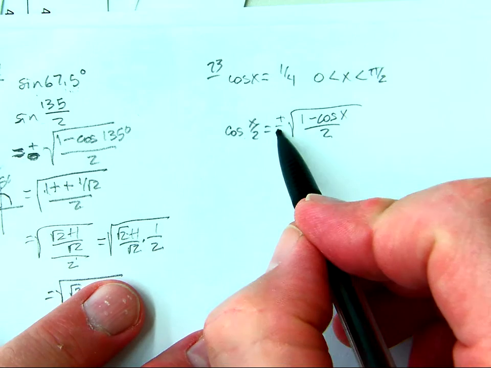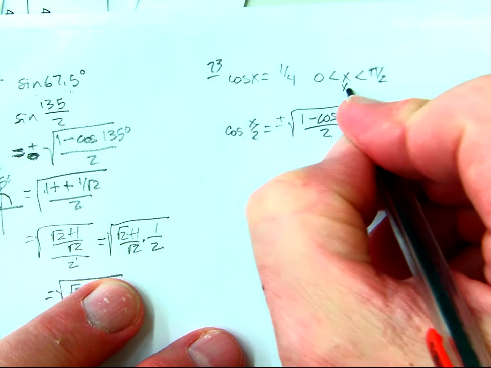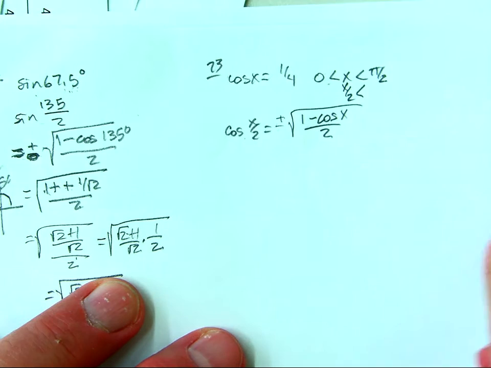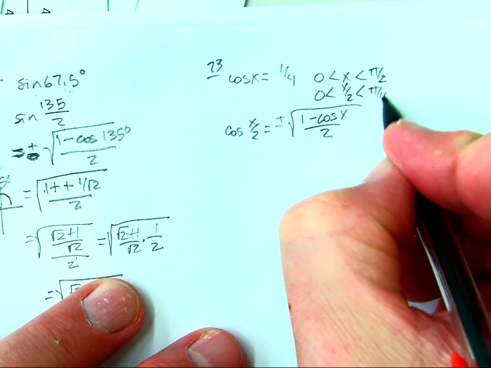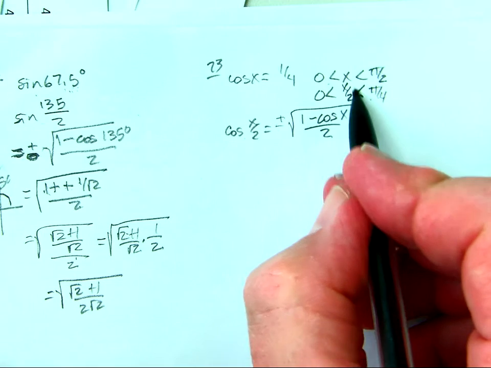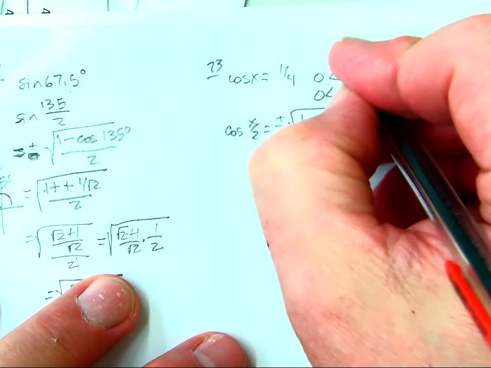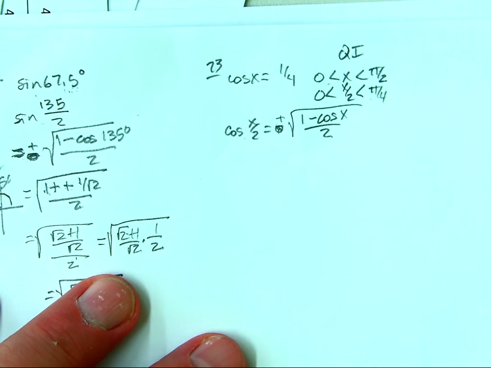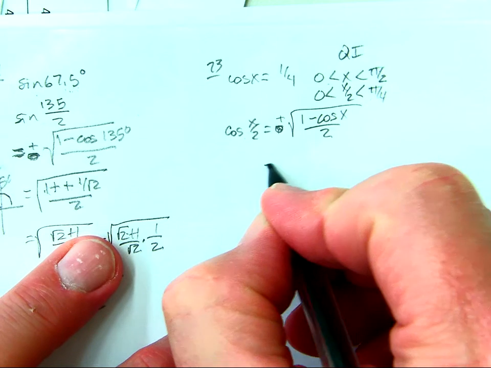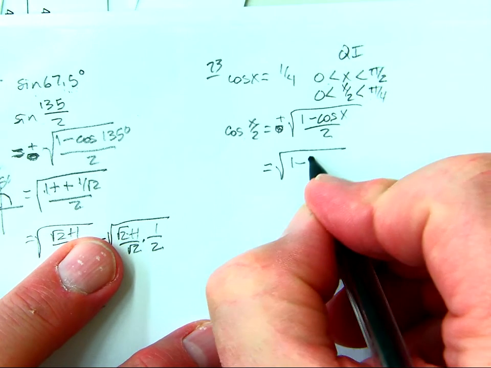Now, for the plus or minus, they told us x was between 0 and pi over 2. We want x over 2. So let's take half of all those. Half of 0 is 0. Half of pi over 2 is pi over 4. So that means this angle x over 2 is between 0 and pi over 4. So that still puts it in quadrant 1. So we don't have to worry about the negative. Now we just substitute in. Here we have 1 minus, they told us the cosine of x is 1/4.